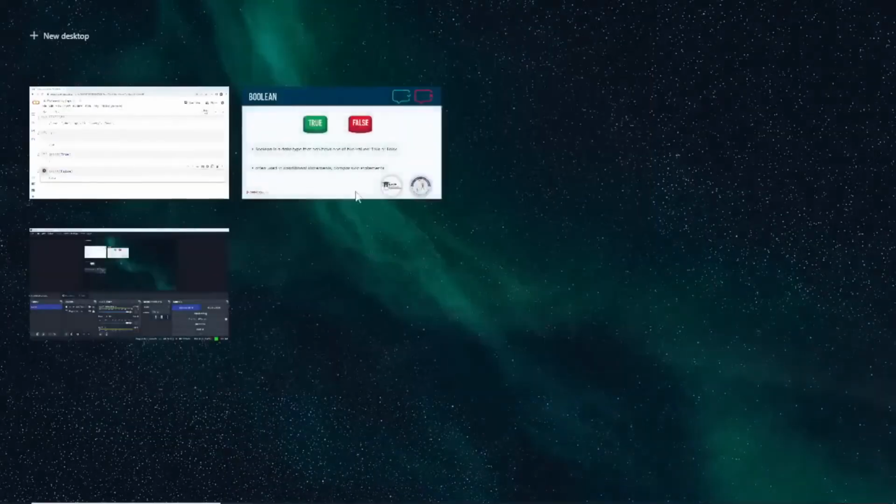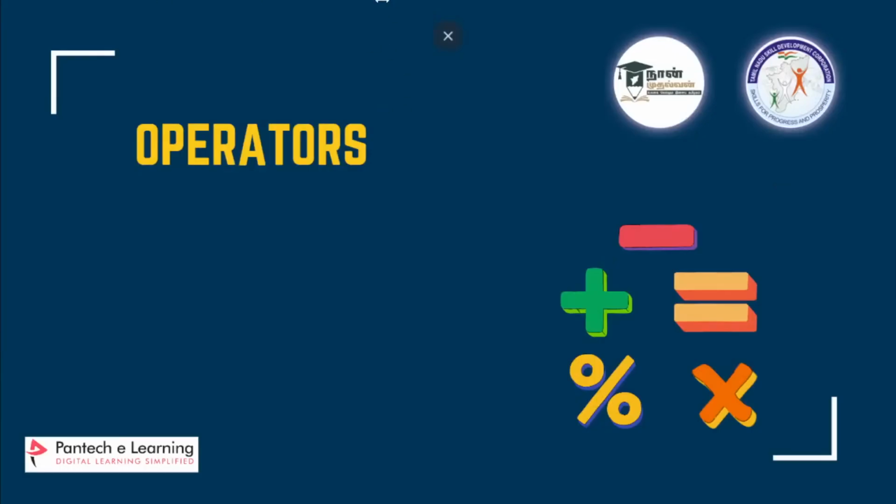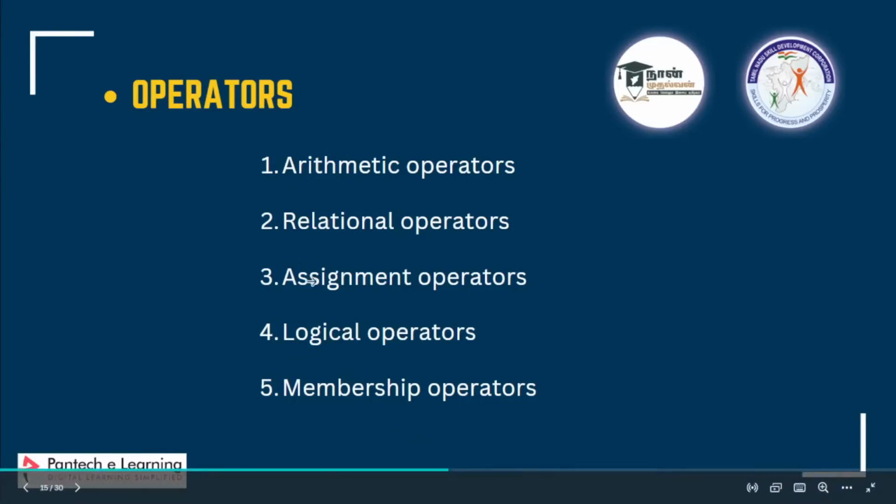So we'll move to the next topic. We have completed data types. The next one will be operators in Python, so we'll start with operators. There are 5 types of operators we are going to see: arithmetic operator, relational operator, assignment operator, logical operator, and membership operator. We are starting with the arithmetic operator.